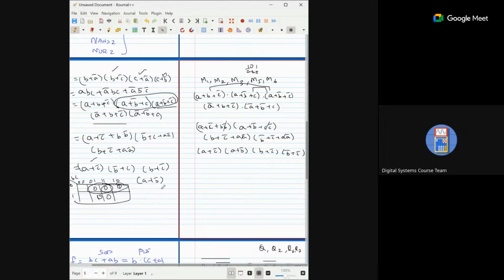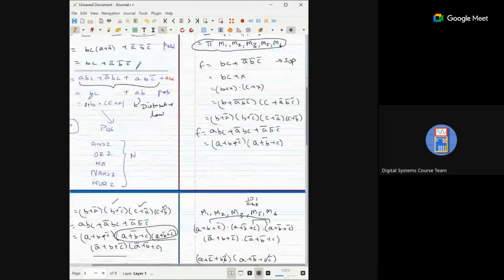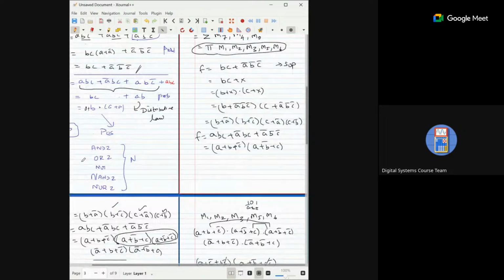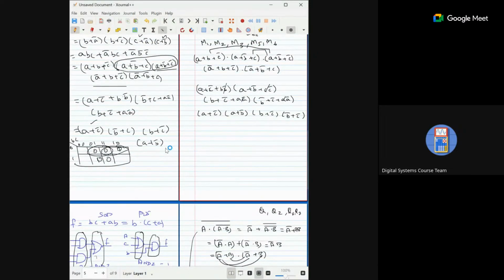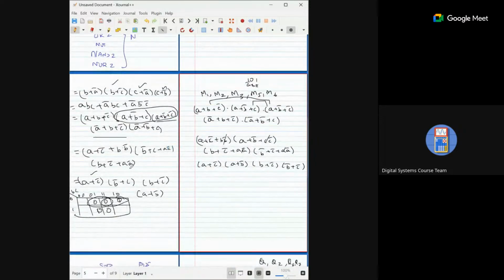This is the simplified POS format. Am I wrong? Yeah, this term is getting wrong. Am I right? I'll clarify the process, otherwise you'll get the right answer. Yes, I think the mistake is here, right? B bar, C bar. Okay, give me one more moment.